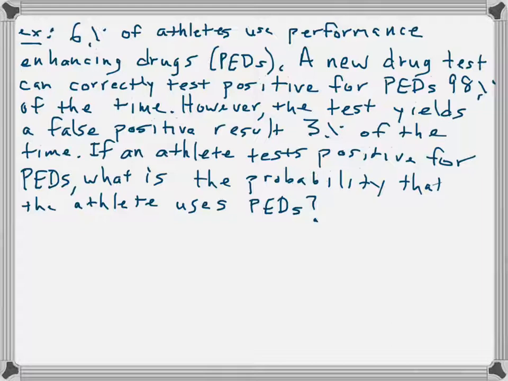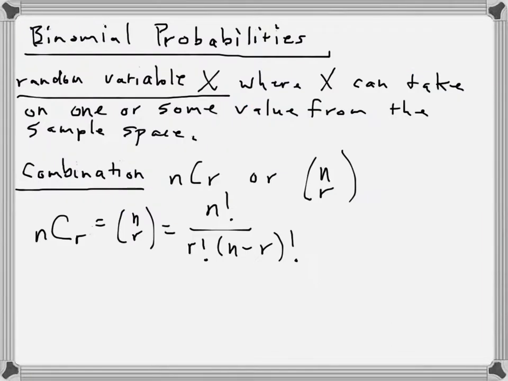However, the test yields a false positive result 3% of the time. I don't have enough time in this problem to explain a false positive, but a false positive pretty much means it comes up positive when you didn't take the drugs. So if an athlete tests positive for performance-enhancing drugs, what's the probability that the athlete actually is using performance-enhancing drugs?